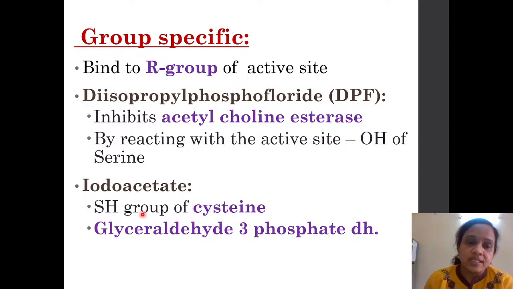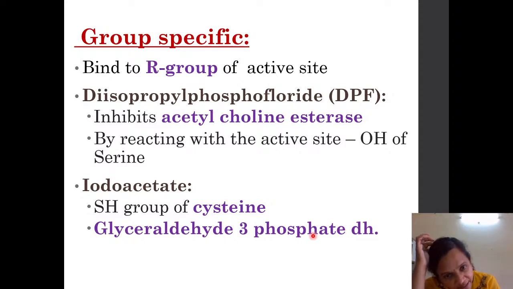Next is iodoacetate. It binds to the SH group of the cysteine, for the enzyme glyceraldehyde 3-phosphate dehydrogenase. So this is group specific. They bind to the R group of a particular amino acid present in the active site. DFP will be inhibiting acetylcholinesterase by binding to the OH group of the serine. Then iodoacetate will inhibit glyceraldehyde 3-phosphate dehydrogenase by binding with the SH group of cysteine.